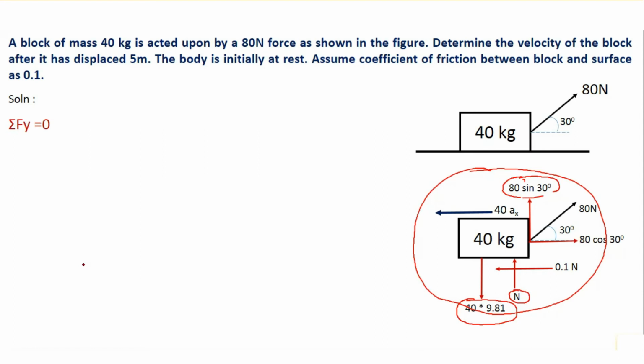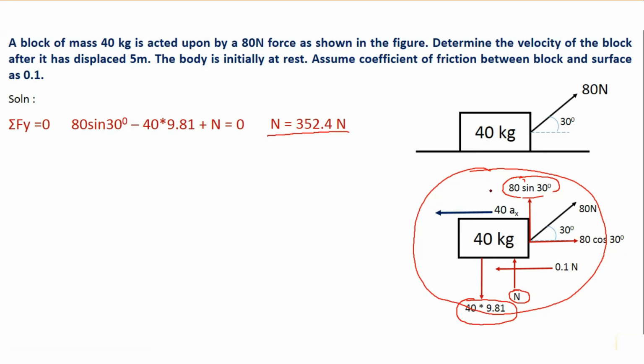So substituting this value in place of summation of Fy, I will get 80 sine 30 minus 40 into 9.81 plus N is equal to 0. On solving which, I will get the answer for N as 352.4 newtons. Next step is to apply another condition of equilibrium, that is summation of Fx is equal to 0.